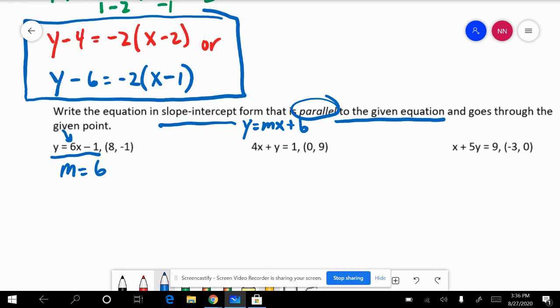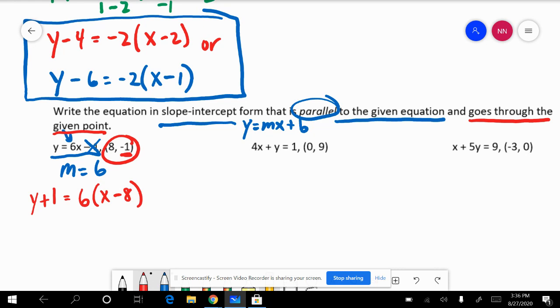Now, this is where a lot of students get confused. The negative 1 is not meaningful. We're not going to be using it. What we're going to be using is the ordered pair 8, negative 1, because it goes through the given point. So when we write our equation, it's going to be similar to what we did before. We're going to go y plus 1, because a negative and a negative make a positive, equals 6, x minus 8.